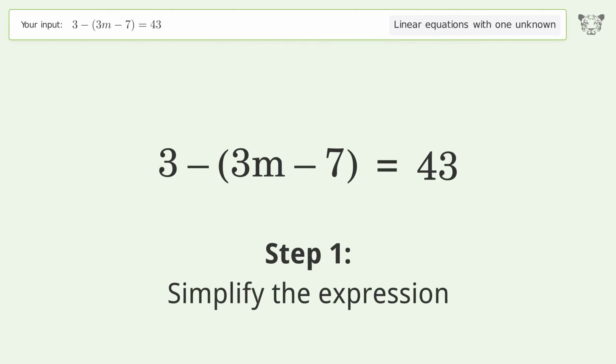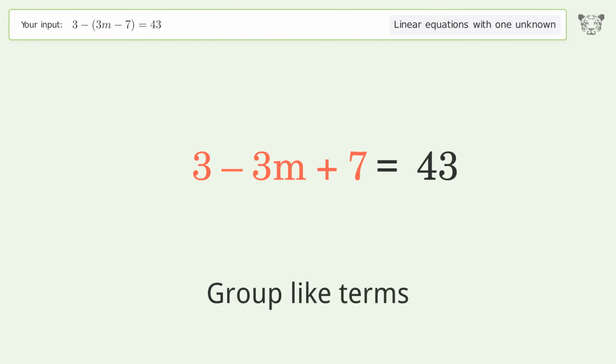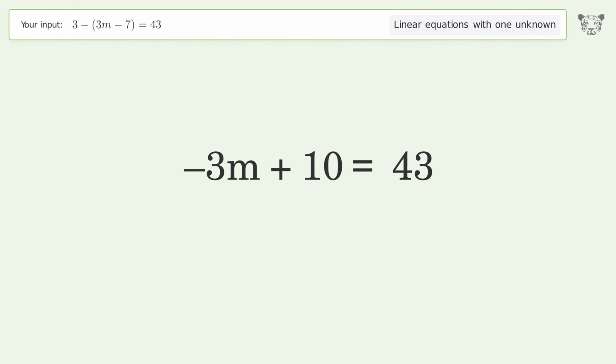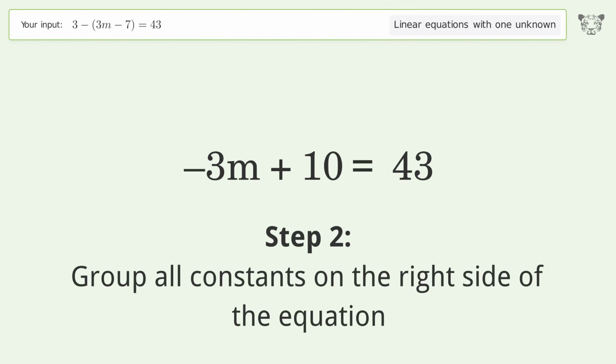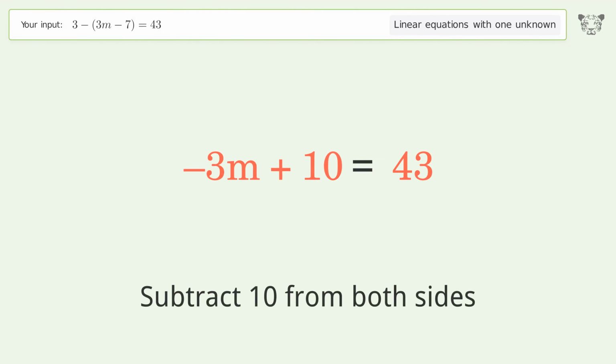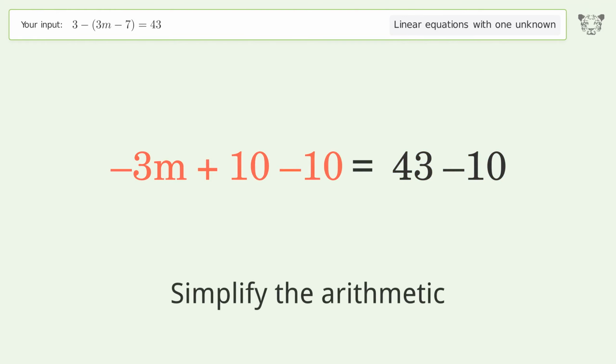Simplify the expression. Expand the parentheses. Group like terms. Simplify the arithmetic. Group all constants on the right side of the equation. Subtract 10 from both sides. Simplify the arithmetic.